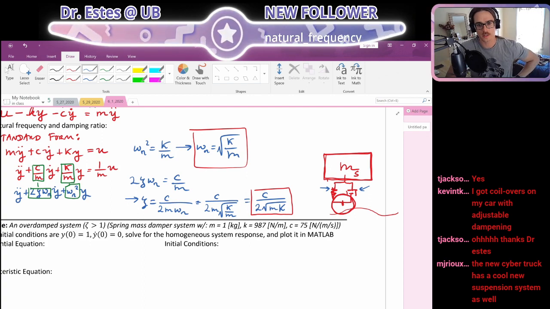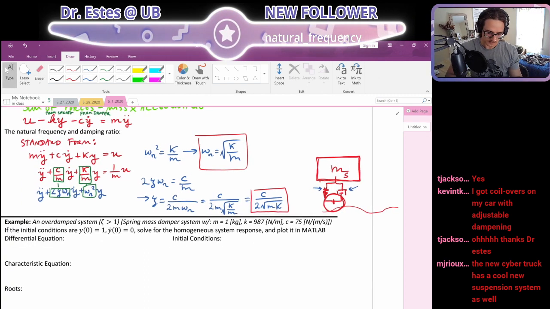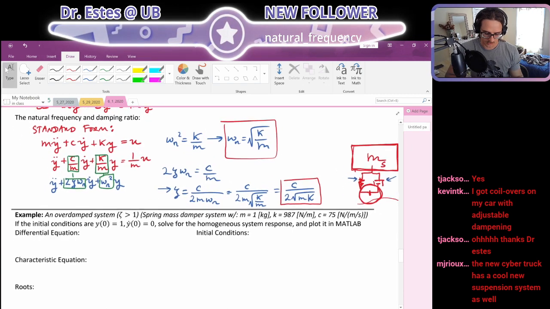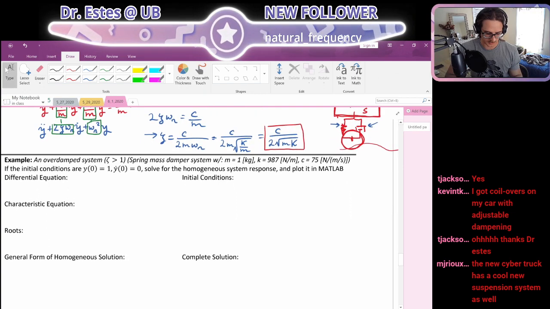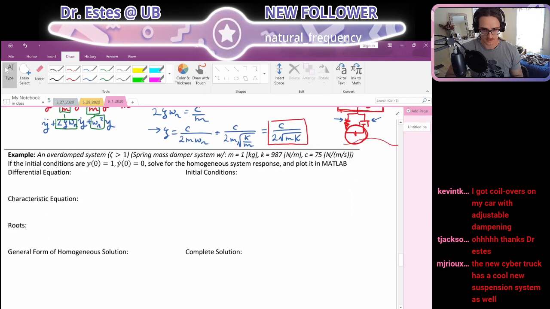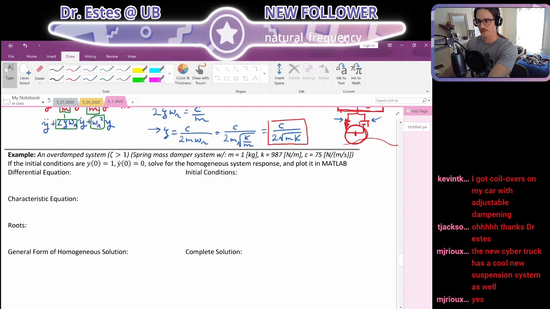The new Cybertruck has a cool new suspension system as well. Are you talking about the Tesla? Oh, I need to look into that. The Cybertruck is a bizarre, very cool looking thing though. I would love to have one.